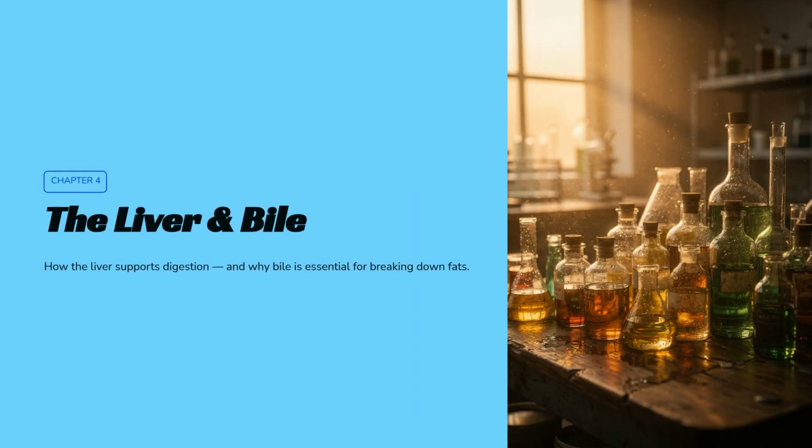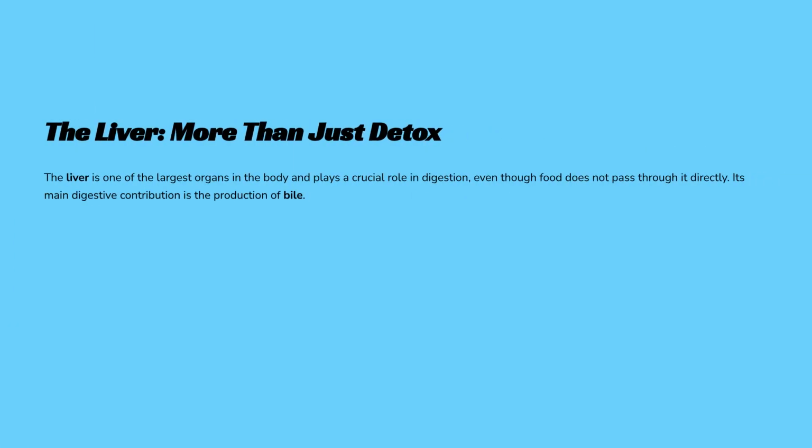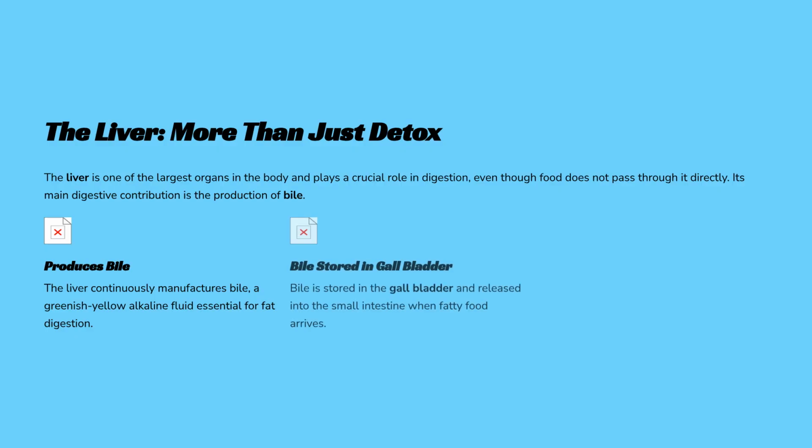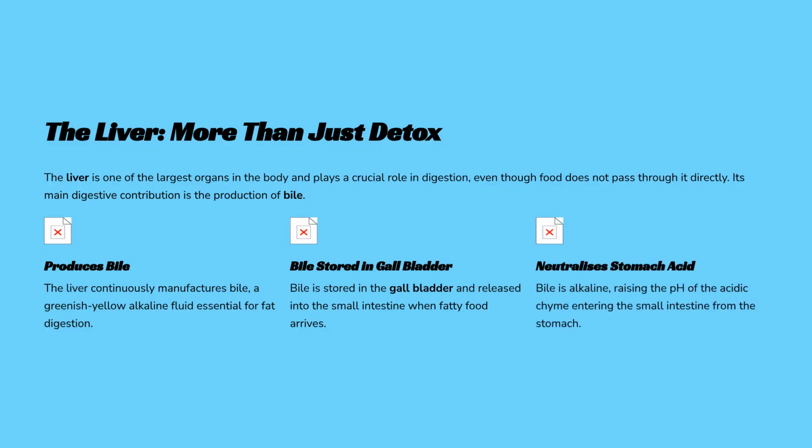Chapter 4 examines the liver and bile. The liver is vital for digestion as it produces bile, an essential fluid for breaking down fats. The liver's main digestive role is continuously manufacturing bile. Bile is then stored in the gallbladder and released into the small intestine. It is alkaline, which helps neutralize the acidic chyme from the stomach.